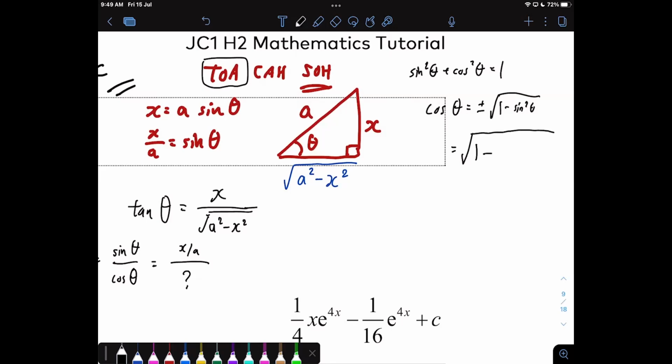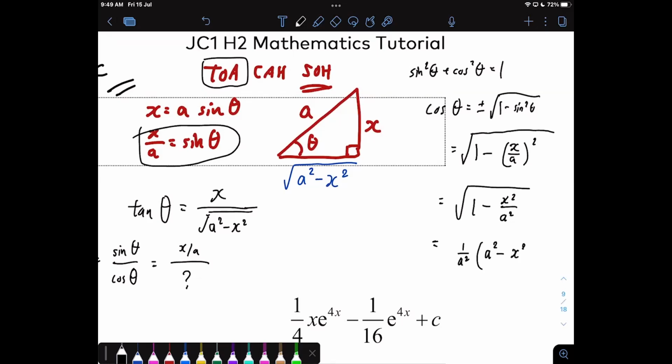Then we can have what? Square root of 1 minus sine square. But what is sine? Sine is x over a, right? Then you can replace with x over a, bracket square, which is square root of 1 minus x square over a square. Then you can factor out, for example, take out 1 over a square. Isn't it just a square minus x square, but with a square root? Then now you can simplify. So this is really just square root of a square minus x square as a numerator over a square. Simplify a bit more: square root of the numerator divided by square root of the denominator.